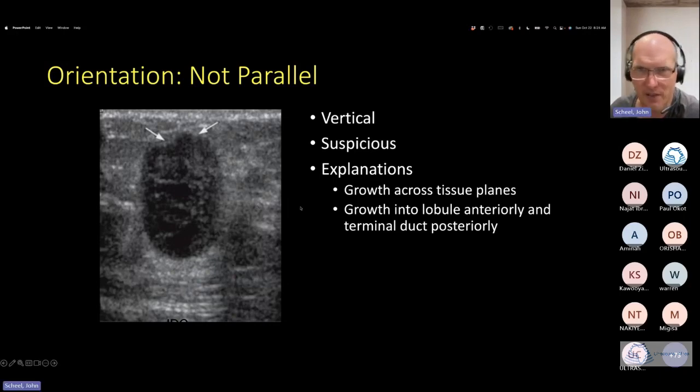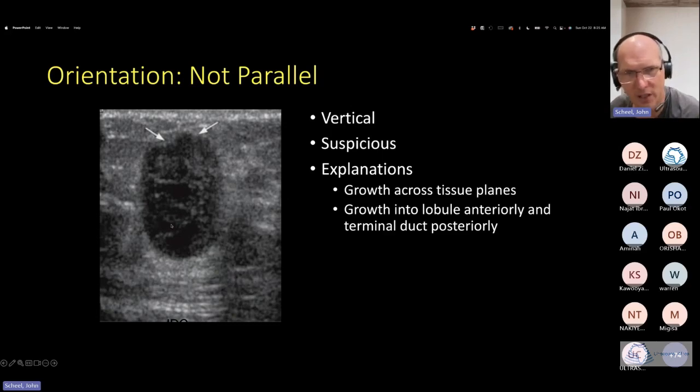The reason that this is not included in the condensed BI-RADS is that a lot of this is technique oriented. So you can imagine that in circumstances where the mass is parallel to the chest wall, if the chest wall is at an angle, it can make a parallel mass look anti-parallel or not parallel. And because of that, we chose to exclude it from the condensed BI-RADS.